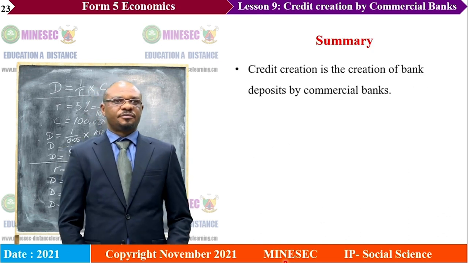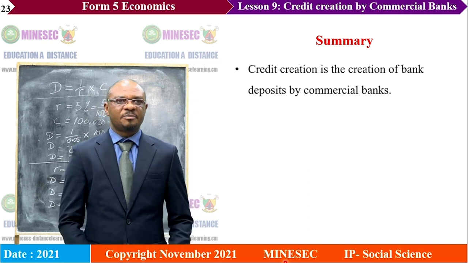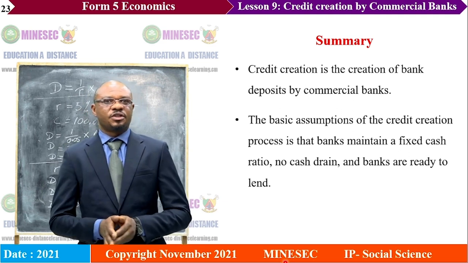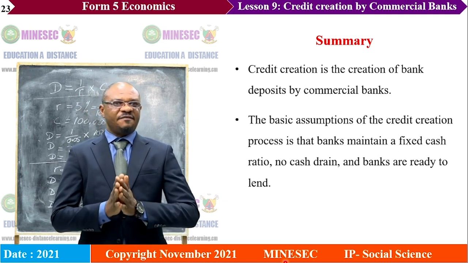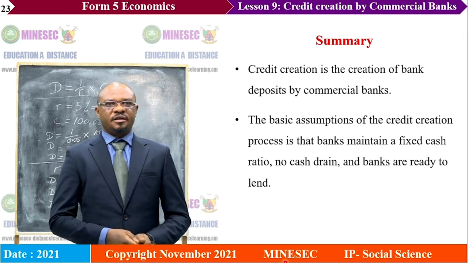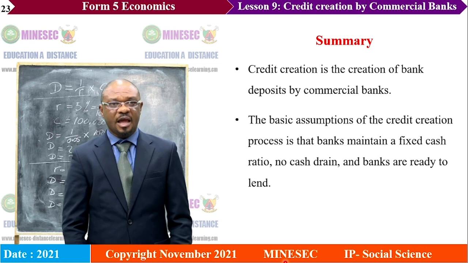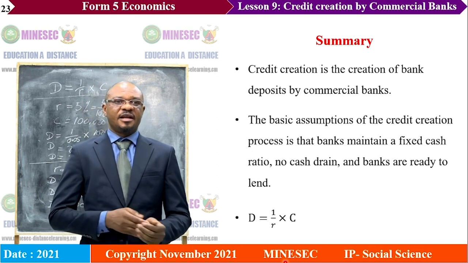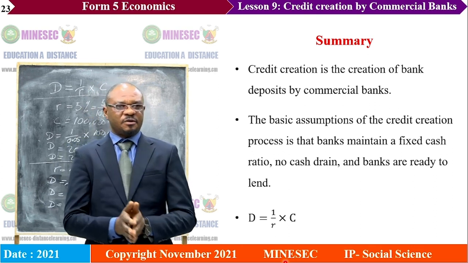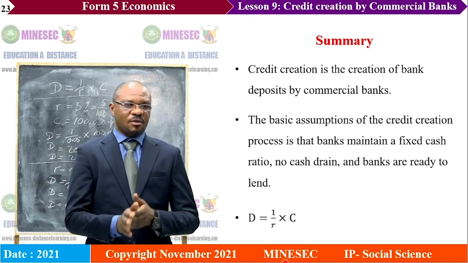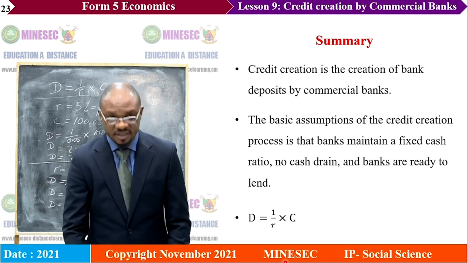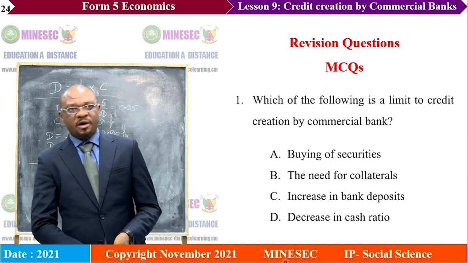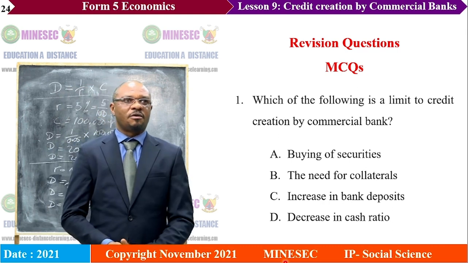By way of summary, credit creation is the creation of bank deposits by commercial banks. The basic assumptions of the credit creation process are that banks maintain a fixed cash ratio, there is no cash drain, and banks are ready to lend at any time, as well as customers being ready to borrow and to save money in the bank at all times. And finally, the maximum level of bank deposits to be created from an initial deposit can be calculated using the formula 1 over R times C, where R is the cash ratio and C is the initial deposit. Okay, we'll now look at some multiple choice questions to round up.